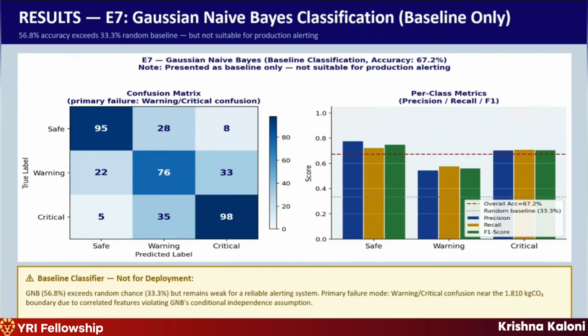Now classification through Gaussian naive Bayes. This is baseline only, but E7 presents a Gaussian naive Bayes classifier that categorizes sessions as safe, warning, or critical, based on carbon thresholds. It achieves 56.8% accuracy, significantly above the 33% random baseline, but not suitable for production deployment. The primary failure mode is warning-critical confusion near the 1.81 kg CO2 boundary, driven by the correlated features that violate GNB's conditional independence assumption. The recommended upgrade is LightGBM, or a 2-layer MLP, which is estimated to achieve 78% accuracy.